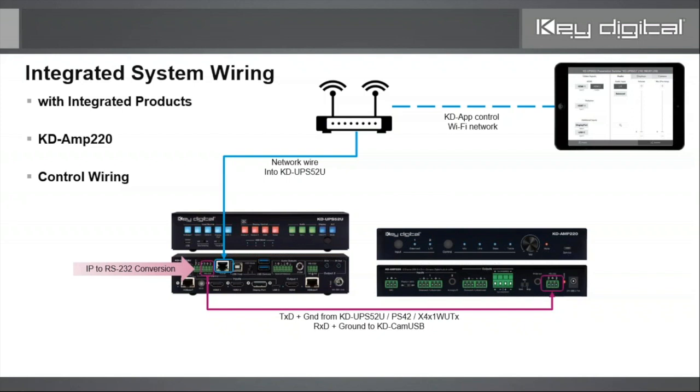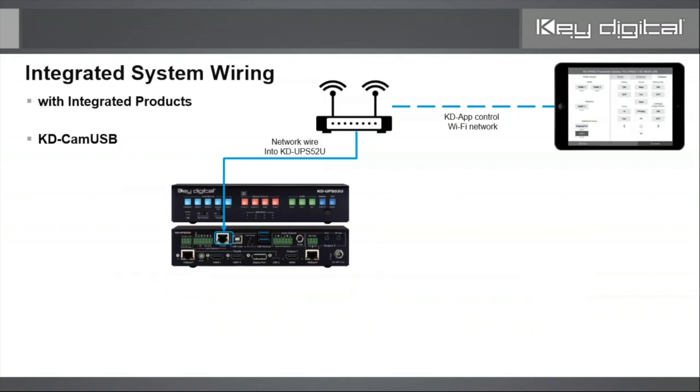It is a one-directional control, so it's the transmit and ground pin from the presentation switcher into the receive and ground pin of the amplifier. Now, what if we have the camera? Same thing, we have our camera control panel. The app sends the commands over the network. The presentation switcher could be the UPS-52U or the PS-42, and it will convert IP to RS-232.